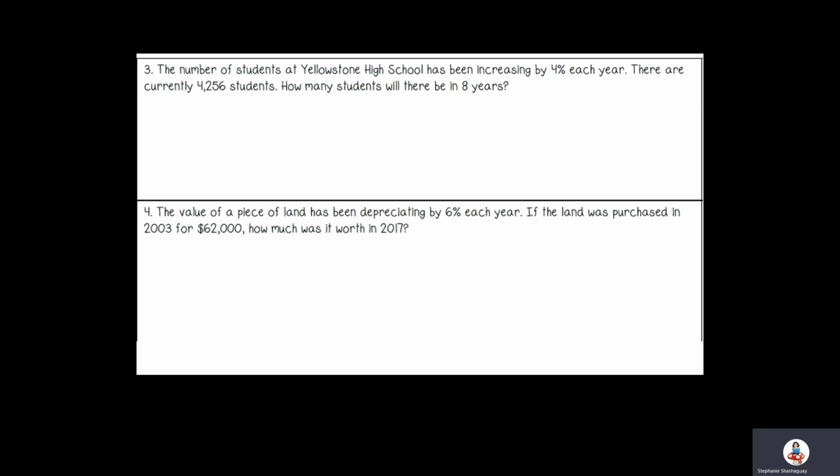Let's look at question 3 here. The number of students at Yellowstone High School has been increasing. So I have exponential growth by 4% each year. There are currently 4,256 students. So that's the initial or original amount. How many students will be there in 8 years? So my rate is going to be 4 divided by 100, which is 0.04. And that's the number I'm going to add to 1.